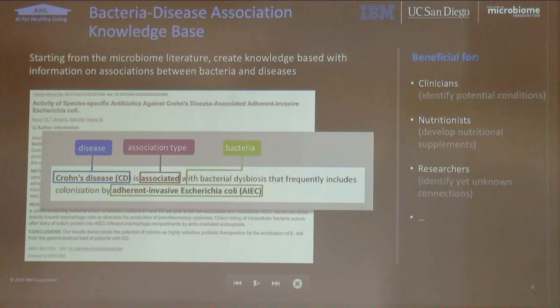So types of associations of interest are disease bacteria associations, say numbers of E. coli in certain communities are associated with certain types of diseases such as Crohn's disease. Having this type of information in a consolidated resource will help clinicians, researchers, nutritionists in advancing their research.